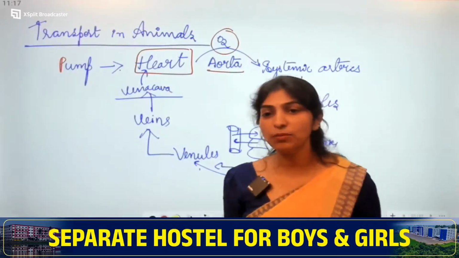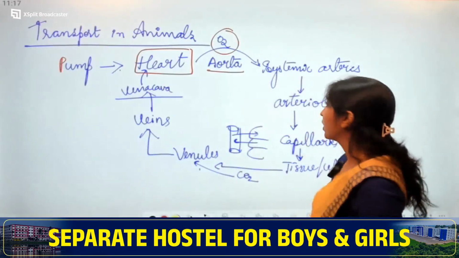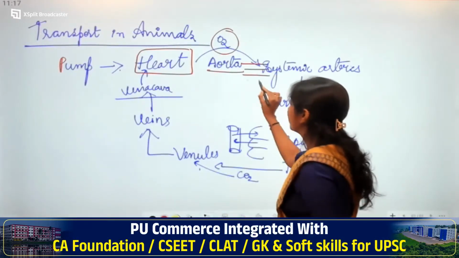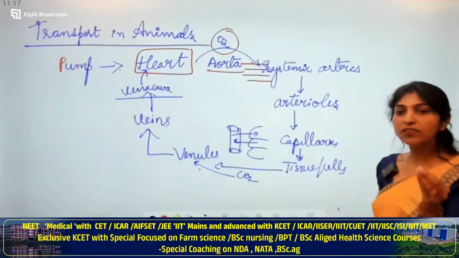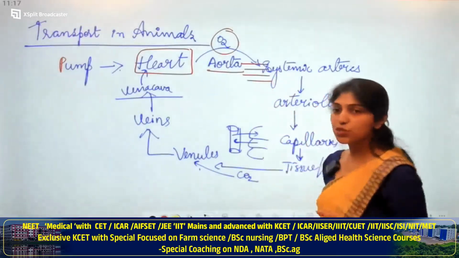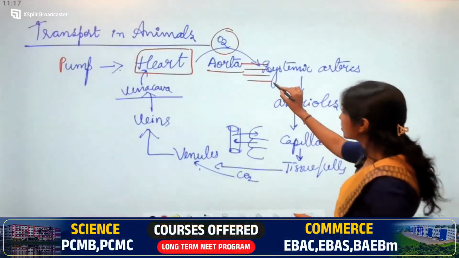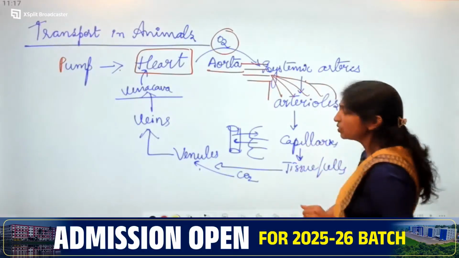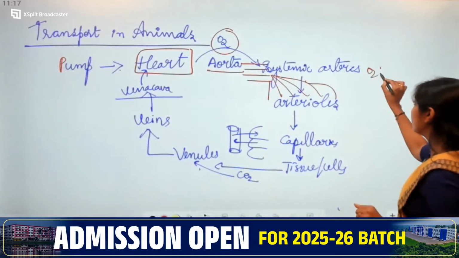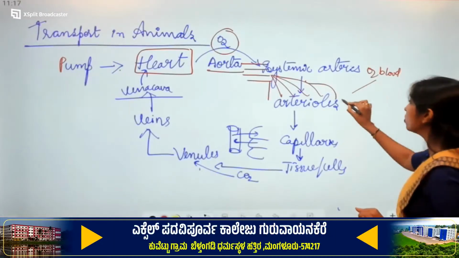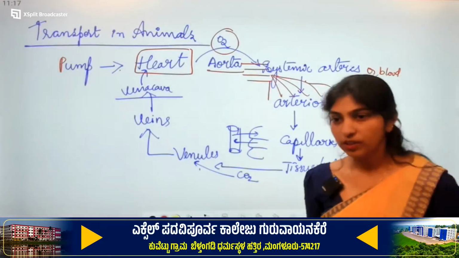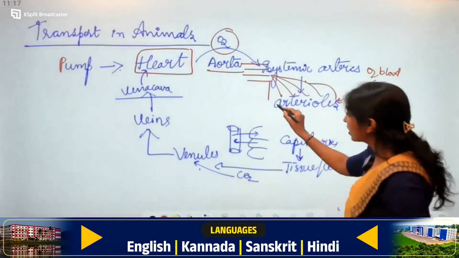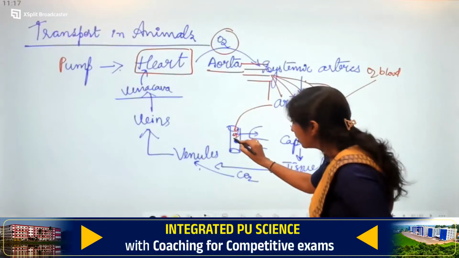What type of blood is pumped? Oxygenated blood. Now, the aorta will connect to the arteries. There will be a number of arteries. The artery will give the oxygenated blood to the systemic arteries. These systemic arteries will give rise to a number of arterioles. So, the oxygenated blood will move from the arteries to arterioles. Now, arterioles which receive the oxygenated blood will give it to the capillaries.